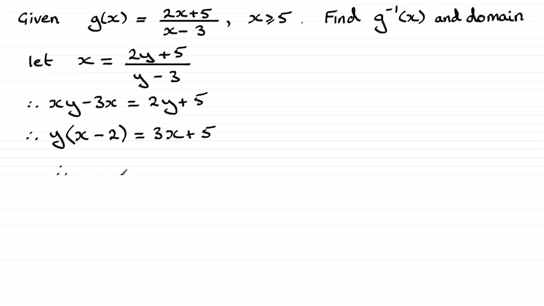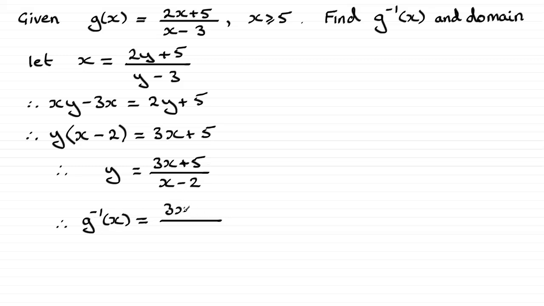Next, I'm going to divide both sides by x minus 2, and that's going to give me 3x plus 5 all over x minus 2. And now that I've got what y is, I can replace that y with the inverse function, g to the minus 1 of x, as I call it. And that's going to be 3x plus 5, if we just copy that back down, 3x plus 5 all over x minus 2.